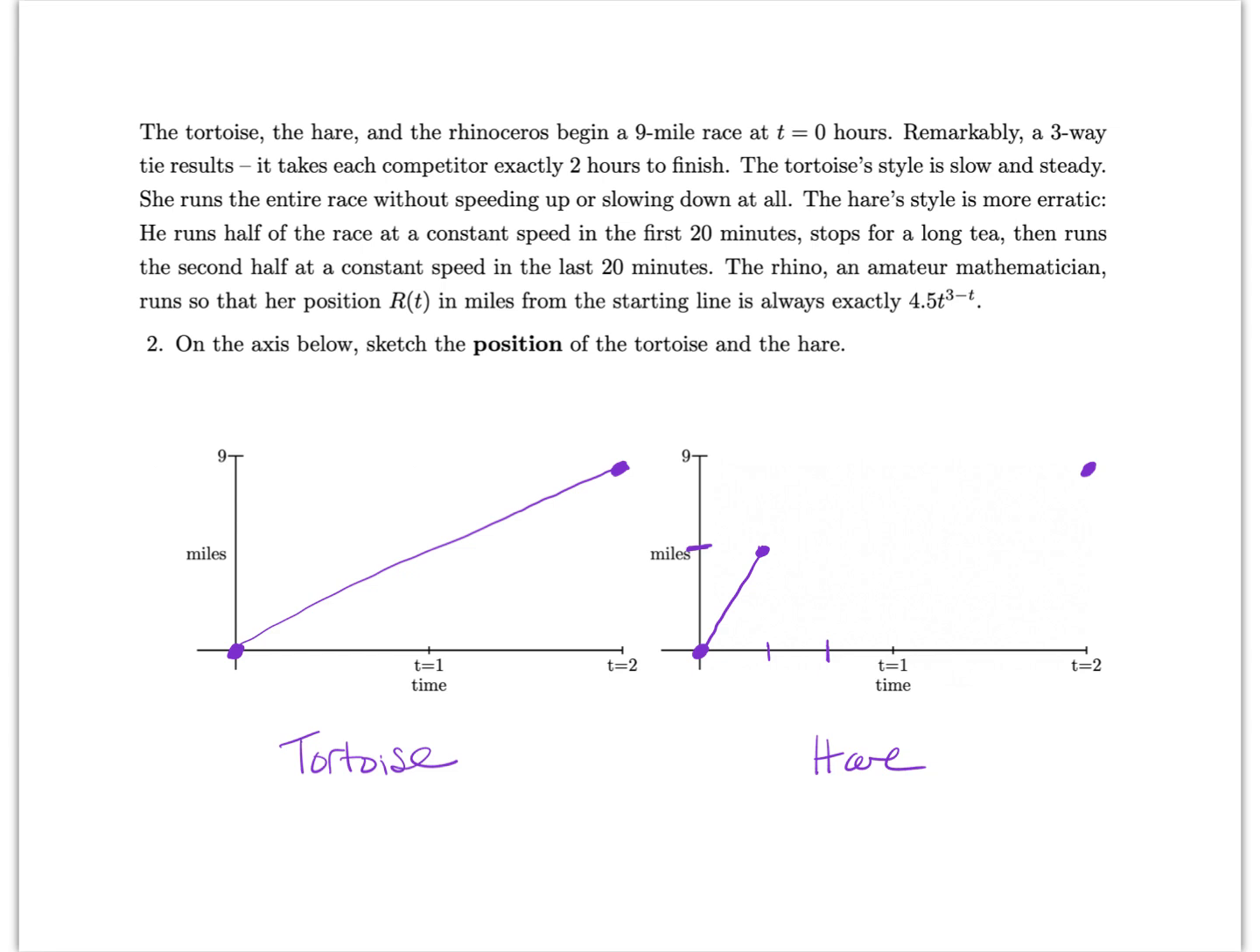And then they stopped for a long tea, which means they didn't run at all. Their position did not change until the last 20 minutes when they ran the final half of the race. So until the last 20 minutes, they just stayed put, having a nice little tea. And then in the last 20 minutes, they sprinted to run the second half of the race.